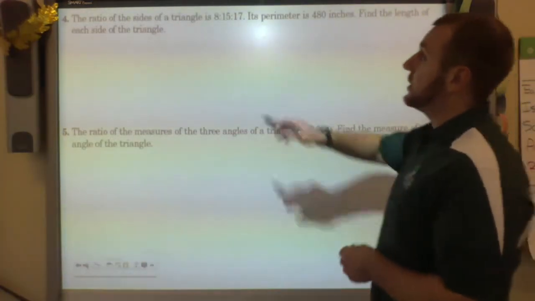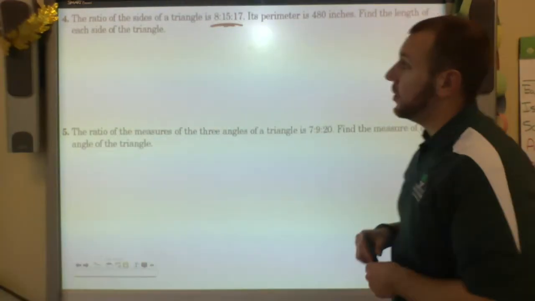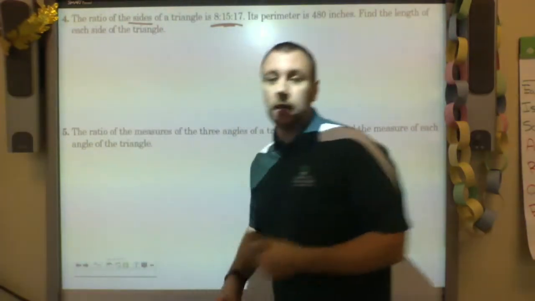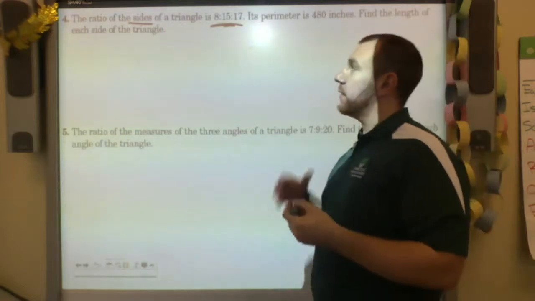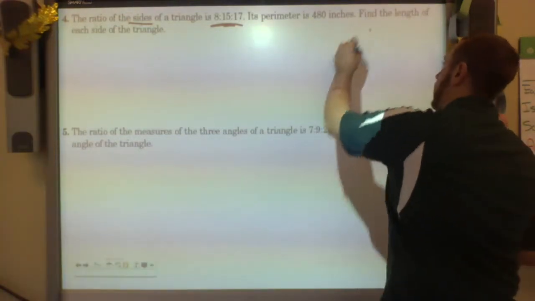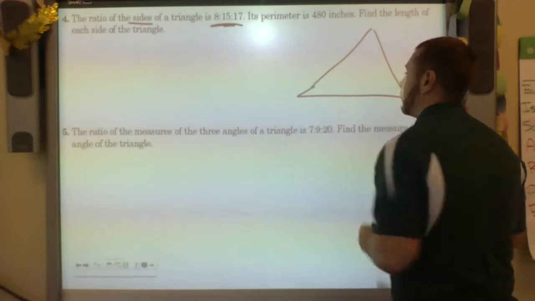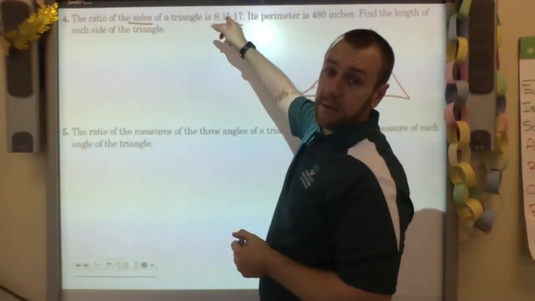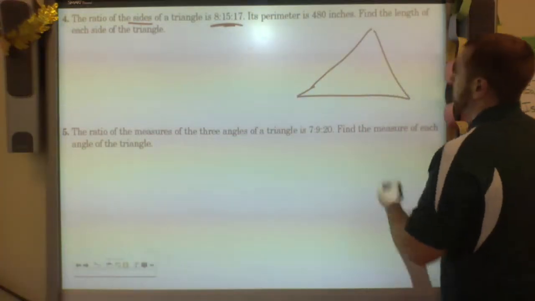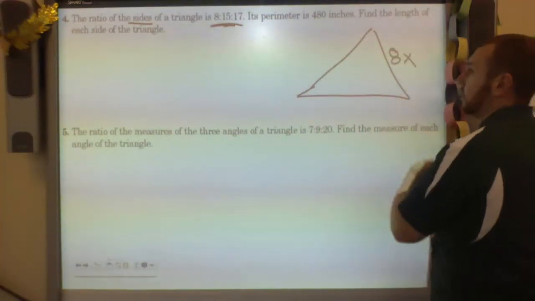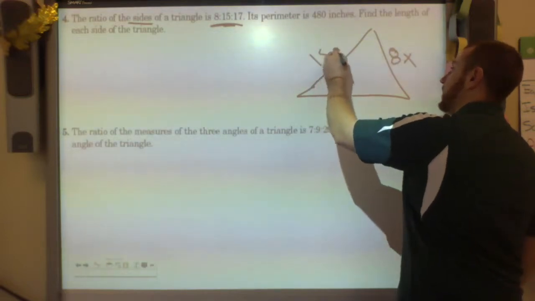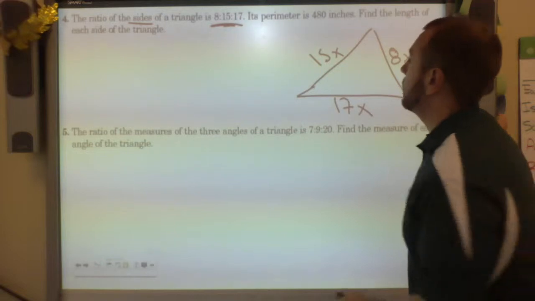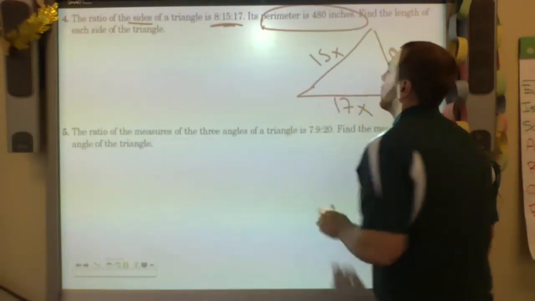This is that extended ratio. Now the ratio of the sides. I'm not talking angles, I'm talking sides. The first thing you do is draw a triangle. The sides of the triangle are 8 to 15 to 17, which means one side is going to be 8x, another side is going to be 15x, and another side is going to be 17x. And it has a perimeter of 480 inches.